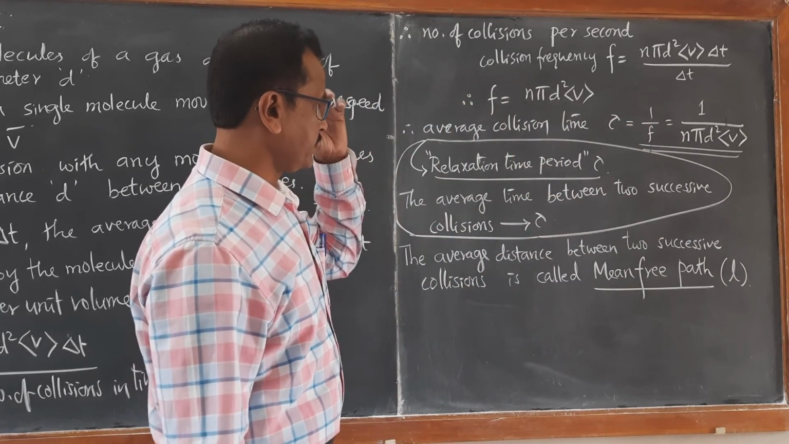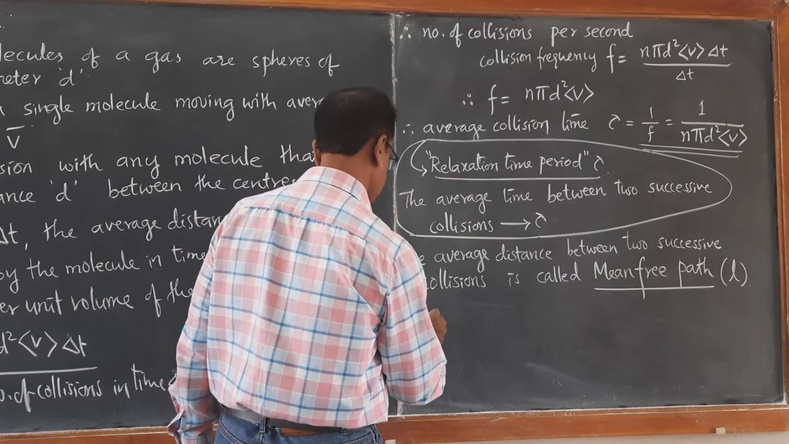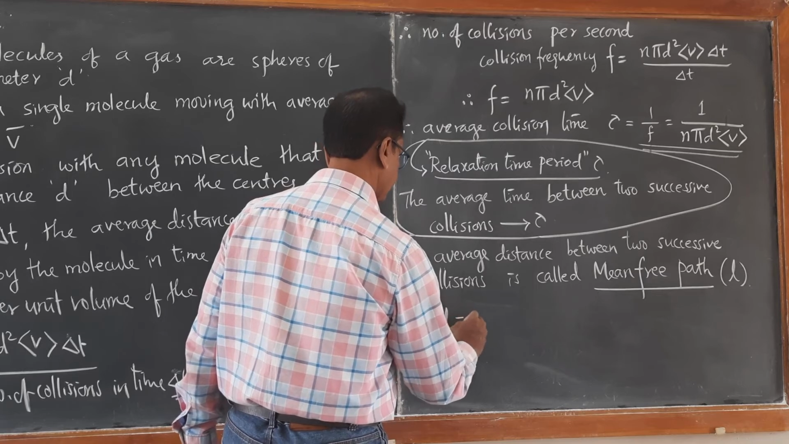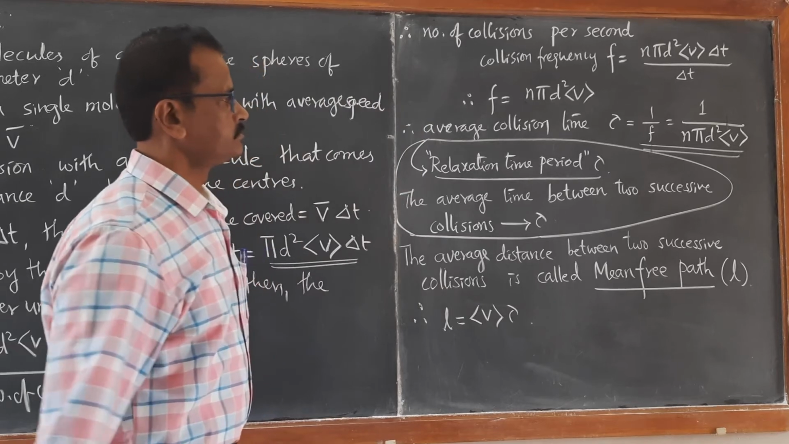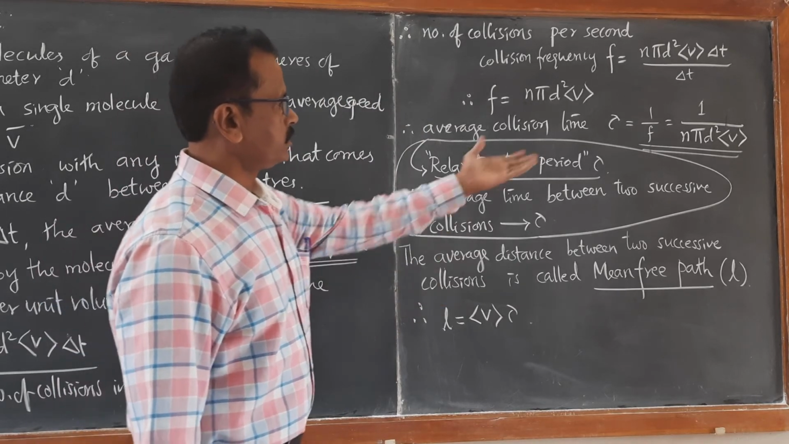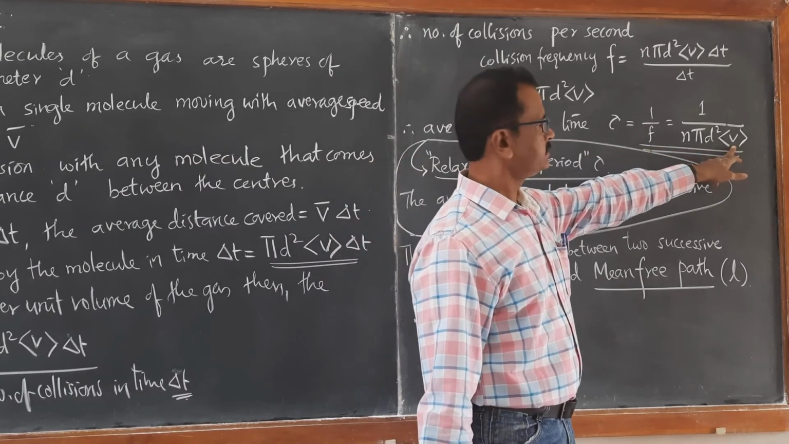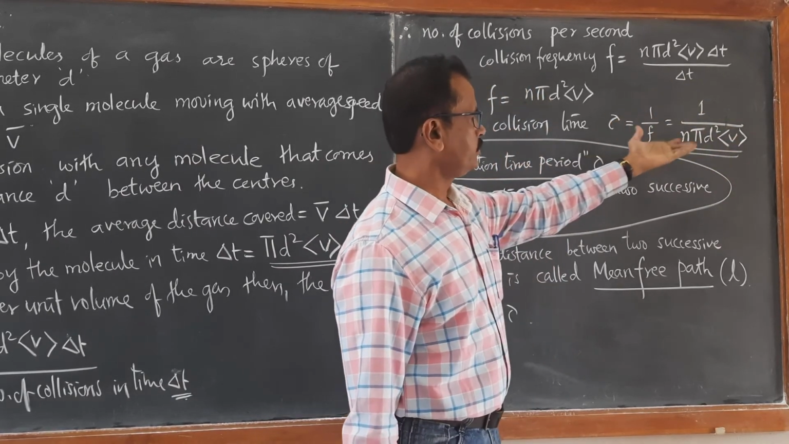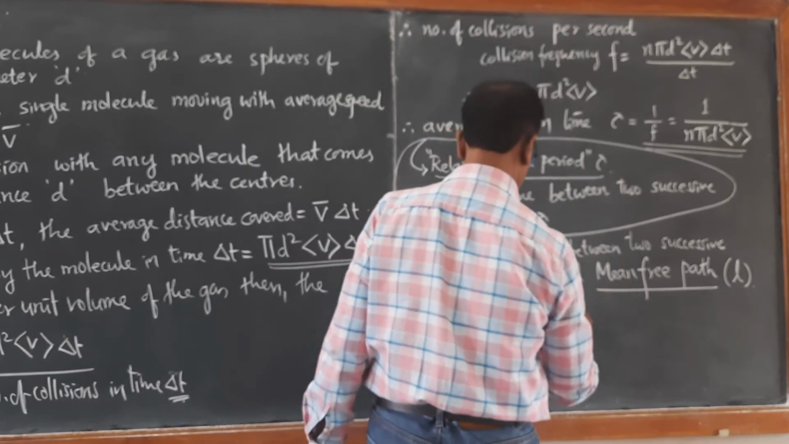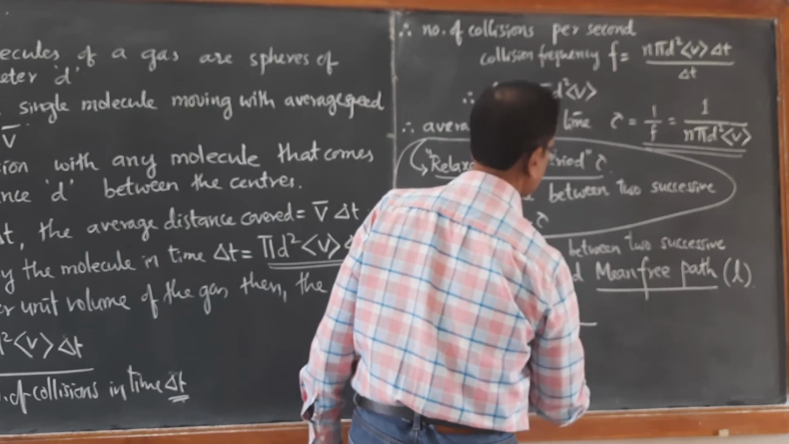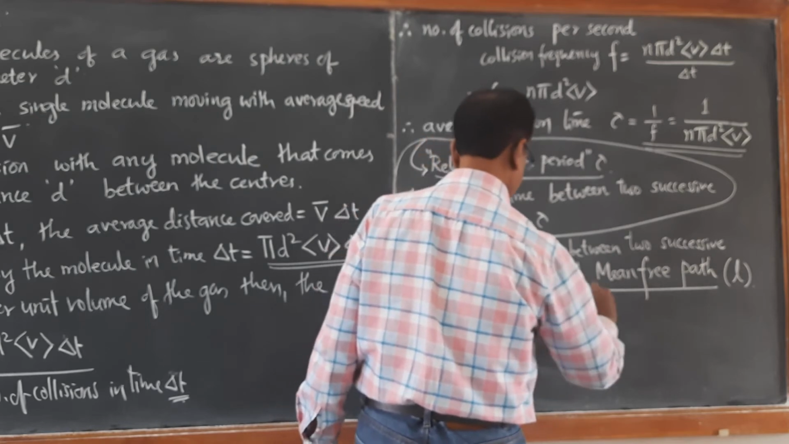So L can be calculated using the average velocity and time. Therefore, L can be calculated as average velocity into tau. If you substitute, look at this: average velocity is V bracket, V into tau. So V cancels. If you just multiply this, we get finally 1 by n pi d square. That's it, 1 by n pi d square.